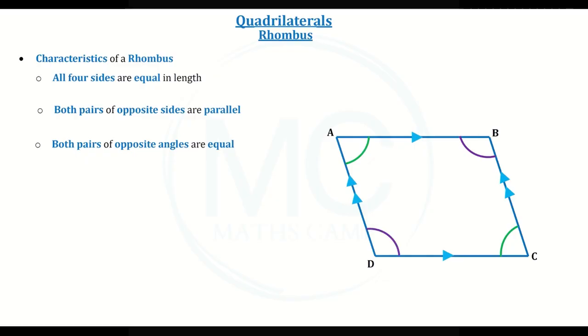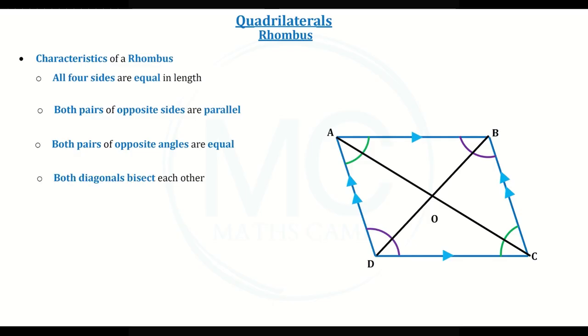We know that a diagonal crosses a shape from opposite corners. So let's draw in diagonal AC and diagonal BD. Let's call the point where the diagonals intersect O. Now, just like a parallelogram, the diagonals of a rhombus bisect each other. This means that AO is the same length as OC and DO is the same length as OB.